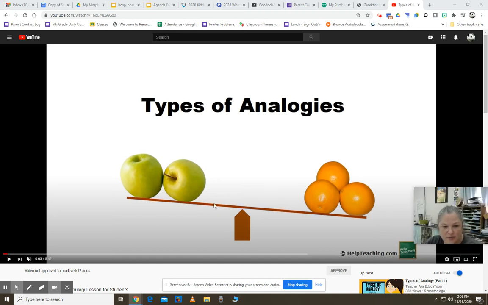Hey guys, today we're going to be talking about types of analogies because we're going to start adding some analogies to our morphology section.